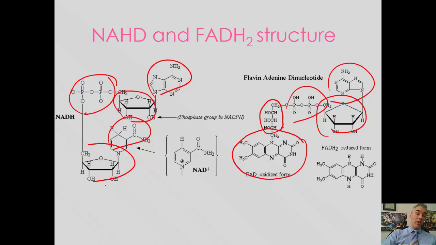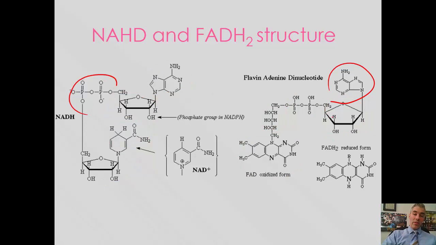So these are nucleic acids. That's what they are. They just have a different type of role than the other nucleic acids we've talked about. Like ATP is another type of nucleic acid. DNA and RNA are types of nucleic acids.